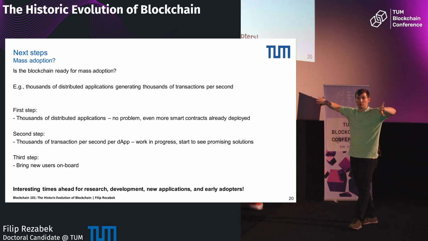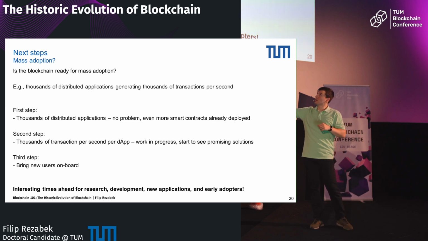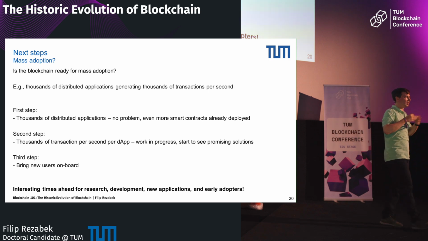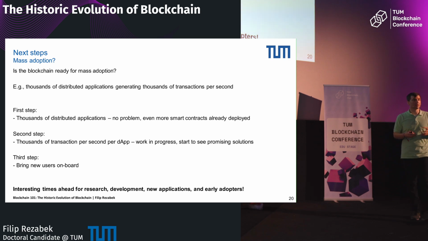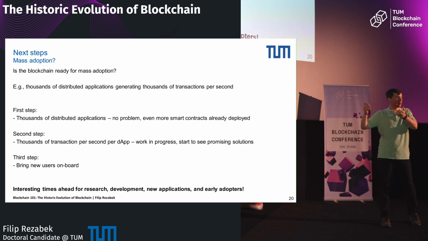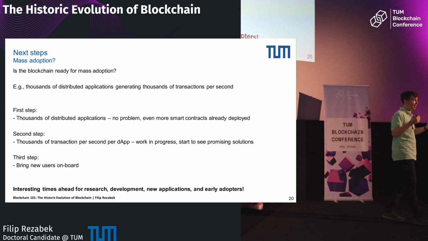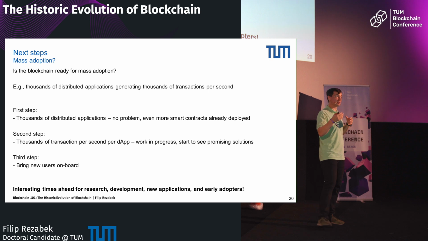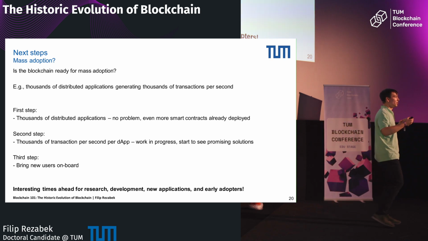So if we try to decompose it into the individual steps, firstly, can we actually deploy thousands of smart contracts and applications on the chains? Definitely. Most of the chains out there can actually handle such a large scale of deployments, because at the end you deploy your smart contract once and you are later on interacting with it without any big issues. So it's not a big deal. However, the second step, if there will be thousands of interactions with each distributed application, becomes a bit tricky, right?